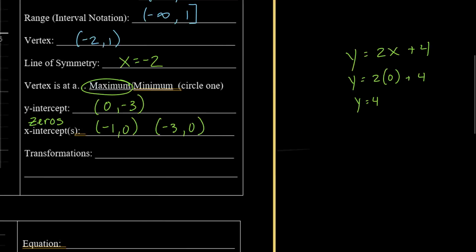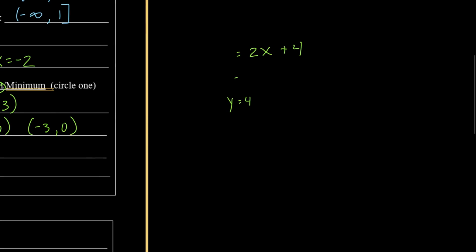Okay, so say I plug in 0 for y. How do you solve that? In Algebra 1. Let's do this. How do you solve that? What are my like terms?